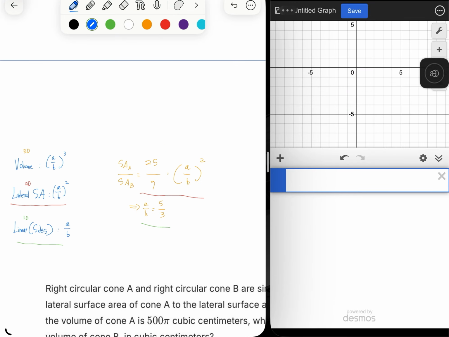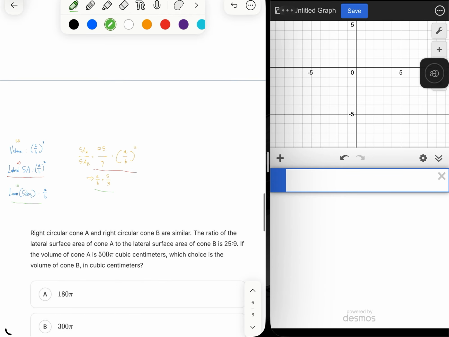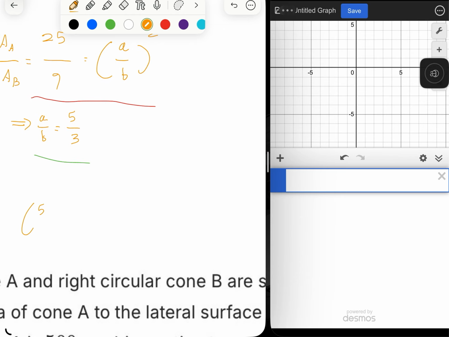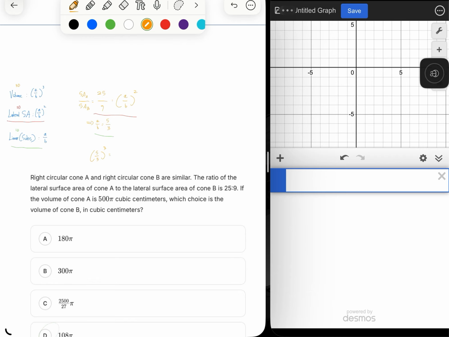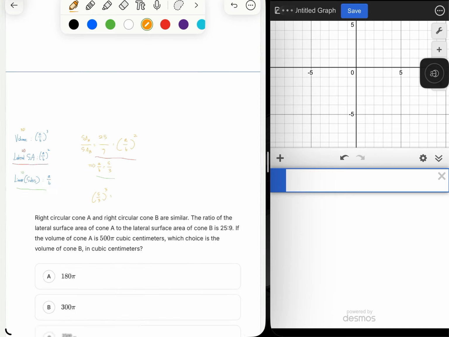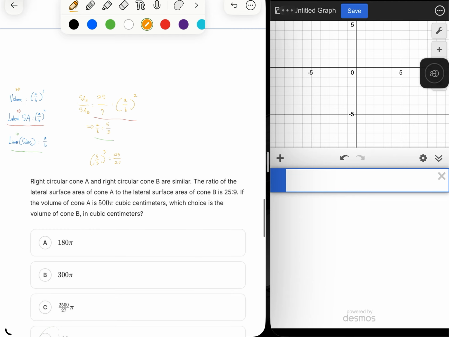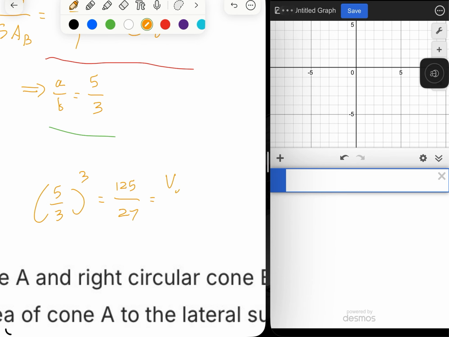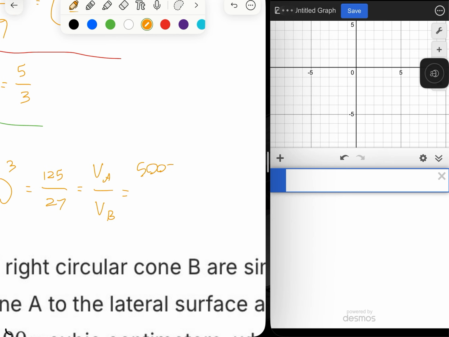How do you find the volume? Well, our volume is just that factor cubed. So it's going to be 5 over 3, the linear side factor, cubed. And what that gives us is the ratio of the volumes. So this is going to simplify to 125 over 27. And we know that the volume of cone A is 500 pi. So this is the ratio of the volume of A to the volume of B, which is equal to 500 pi over the volume of B. That's what we're trying to find.